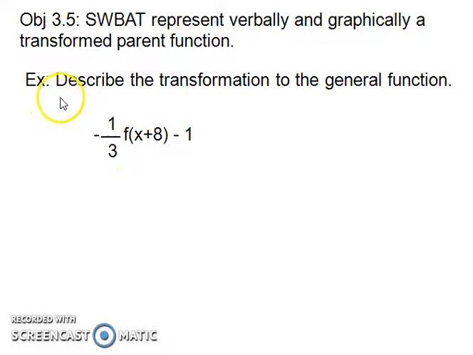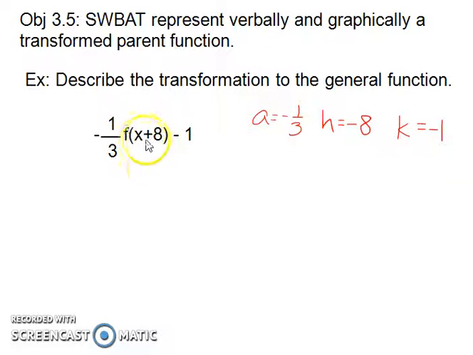So, first example, describe the transformation to the general function. You should have your graphic organizer in front of you when you do this. It'll say f of a(x minus h) plus k, and say what a and h and k do. In this case, we have an a of negative 1/3. I'll write these down. And we have an h, and in this case it looks like 8, but that means we actually know it's negative 8, which means it's going to be moving to the left. And then we have a k of negative 1.